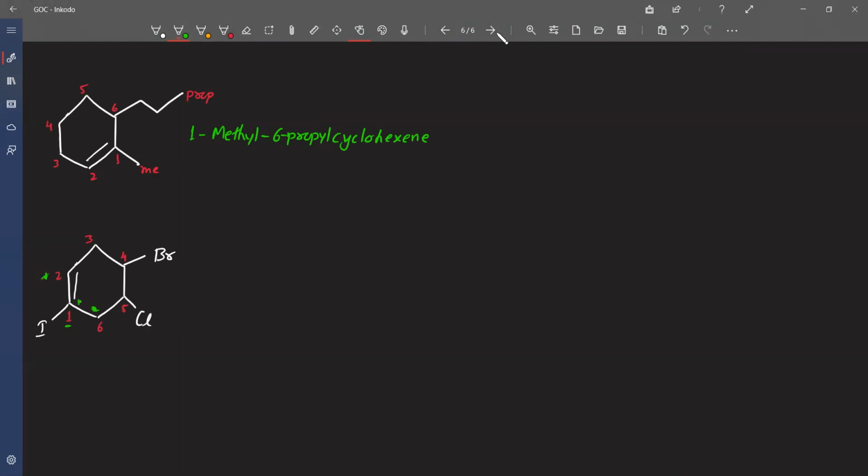So here you have the positions 1, 4, and 5. So that is the correct position. That is the lowest numbers actually. So yes, while writing, how are you going to write? 4, 5, 1. Yes, while writing, it will be 4-bromo because that 4 is bromo, 5 chloro, 1 iodo, cyclohexene.